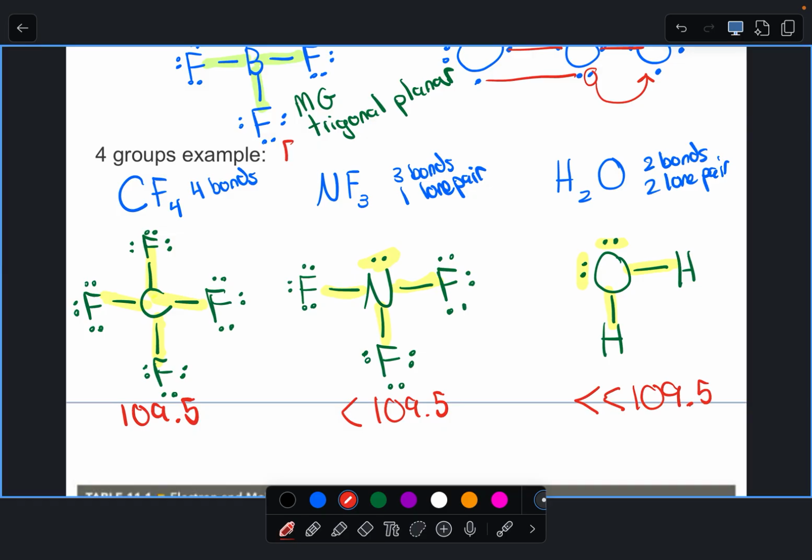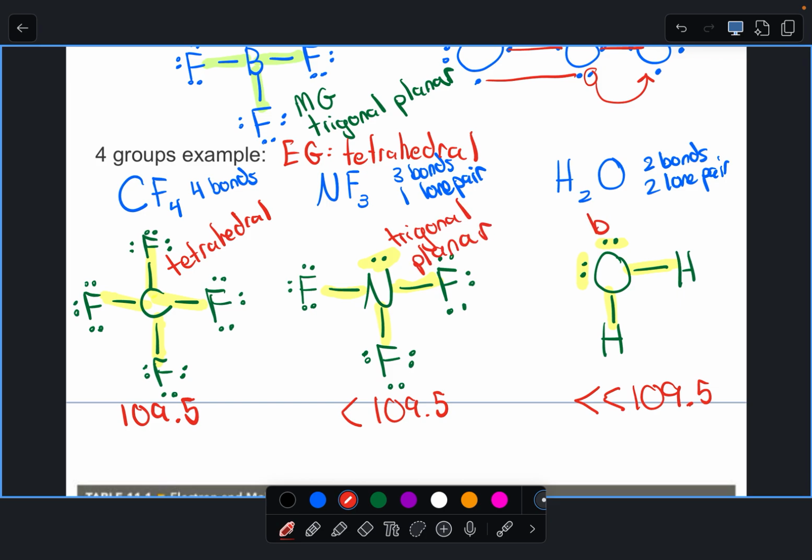All of them, the electron geometry would be called tetrahedral. For the molecular geometry, this one was still called tetrahedral. 1 lone pair and 3 groups was trigonal planar. And 2 lone pairs and 2 bonds was bent. Those are the molecular geometries, but they still all share the same electron geometry.